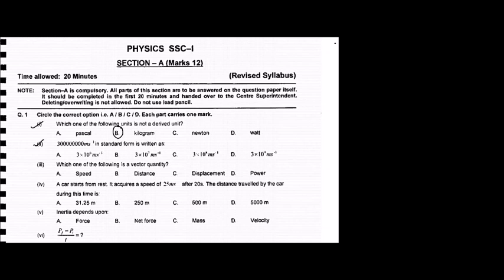Question number 2. The speed is given and the question is, this speed in standard form is written as. You know well, the given number is not in standard form and we need to write it in standard form. In standard form, you write the number in the power of 10. So look at this, we have this number like this, with unit meter per second.